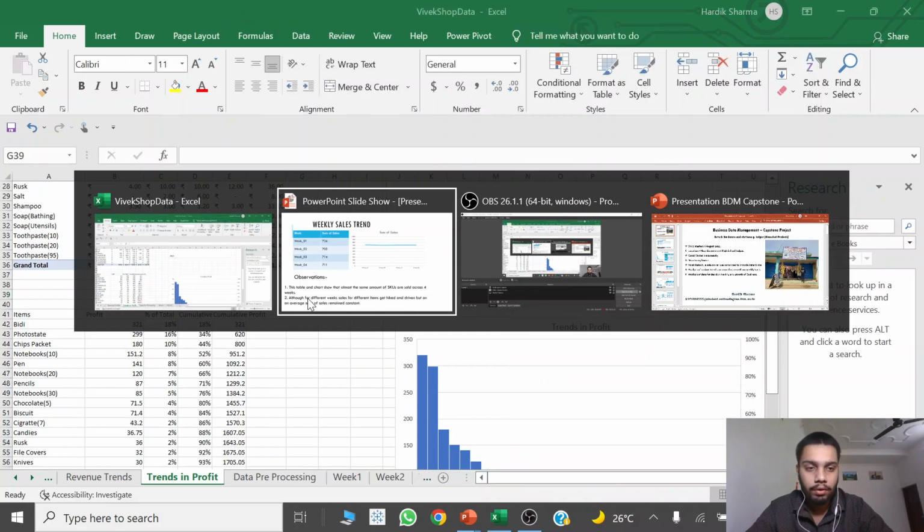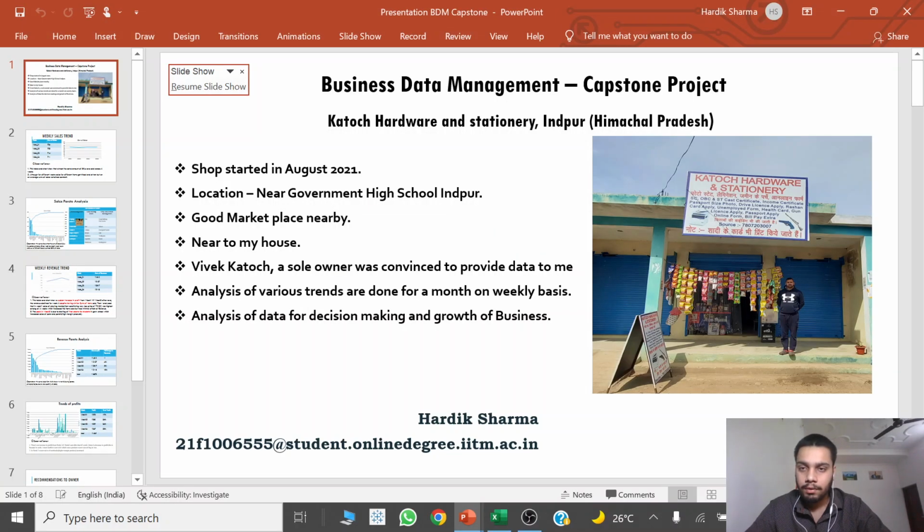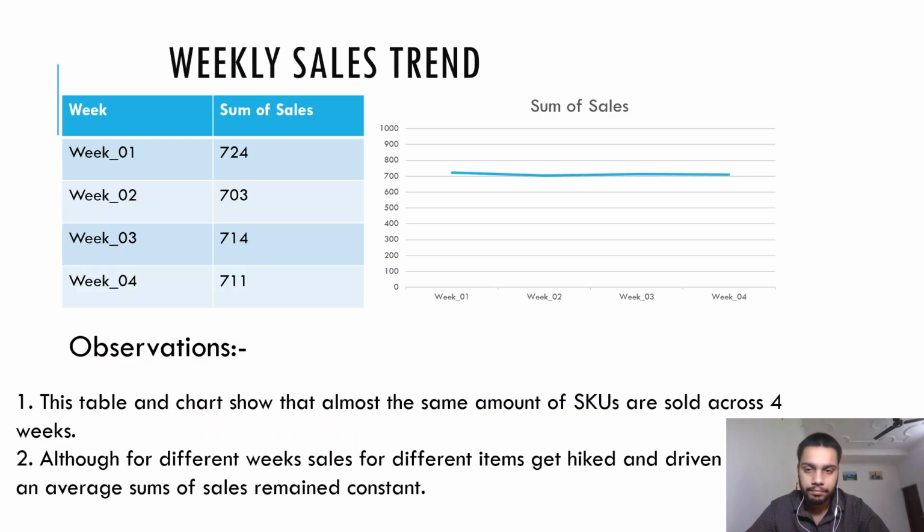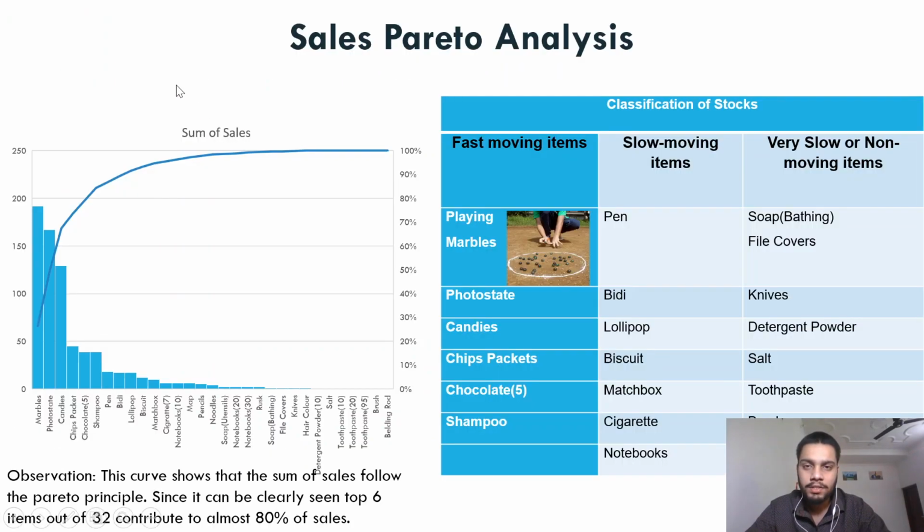And moving on to the presentation, this is the sales Pareto analysis. In this chart, you can see that 80% of sales are coming from 6 SKUs, which is what the Pareto principle says: that 80% of outcomes are because of 20% of causes. And I have written this observation below too.